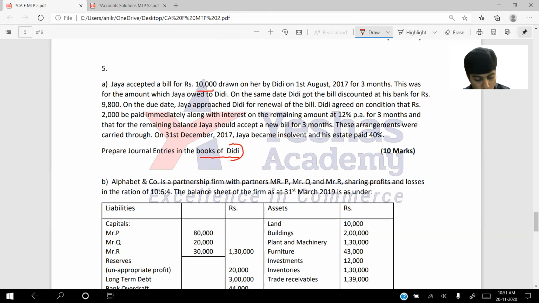This was for the amount which Jaya owed to Didi. Okay, no problem. On the same date, Didi got the bill discounted at her bank. This is not his, sorry.